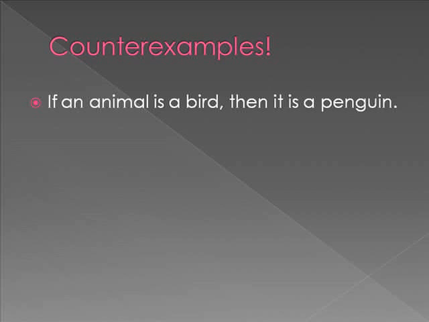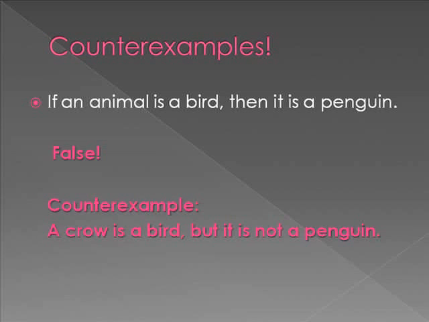Our converse read, if an animal is a bird, then it is a penguin. So let's see, is this always true? I don't think so. Here's the problem. Just because something is a bird doesn't mean it has to be a penguin. So our counterexample could be, a crow is a bird, but it's not a penguin. Another counterexample could be, a turkey is a bird, but it's not a penguin.